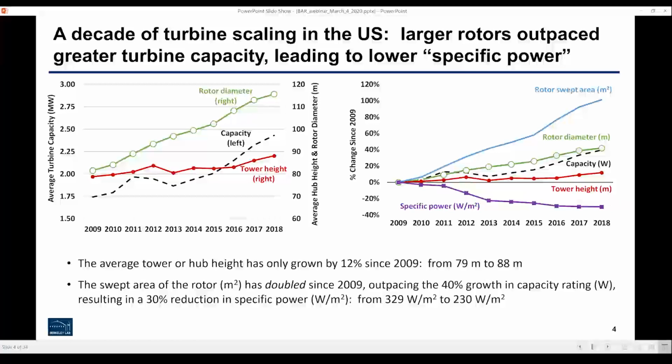Now, I've mentioned the term specific power several times without really defining it, so let me just take a minute to do that because it is an important concept to understand for the rest of the webinar. Simply put, specific power is a measure of a turbine's rated capacity relative to the swept area of its rotor, and it's expressed in watts per square meter. So if the swept area of the rotor grows by more than the rated capacity, which is what's been happening in the US and elsewhere in recent years, then your specific power will decline. So it's a little counterintuitive in the sense that a larger rotor leads to a lower specific power rating.